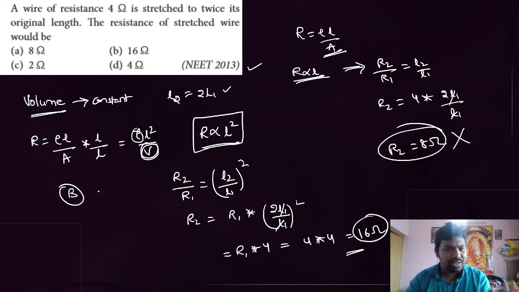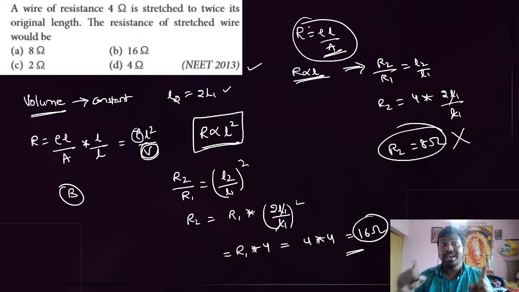There is nothing to be remembered here. The only thing to be considered is that volume should be constant, because he didn't mention anything about volume. He just mentioned length is to be doubled. Initially, the length was this much and he is doubling this, but the volume is constant. That is why we got 16 ohm as our answer. Option B is obviously right.